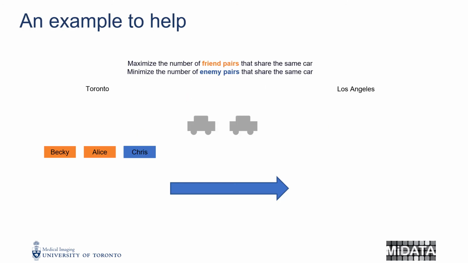And this is just an example to help understand how a question can be evaluated in a classical way and in a quantum way. So here we have Becky, Alice, and Chris looking to go from Toronto to Los Angeles in 2 vehicles. Becky and Alice are great friends, but neither of them actually want to be on a vehicle with Chris. So the idea is you want to maximize the number of friend pairs that share the same car and minimize the number of enemy pairs that share that same car.